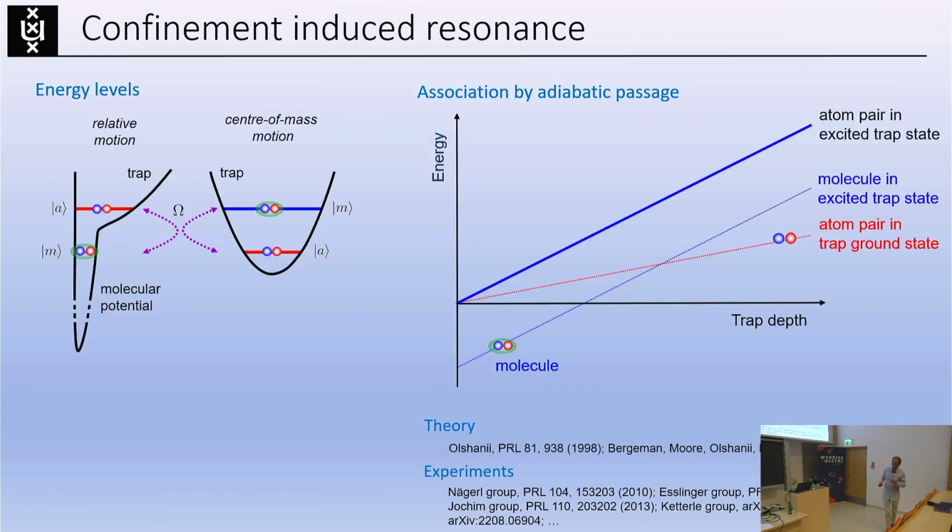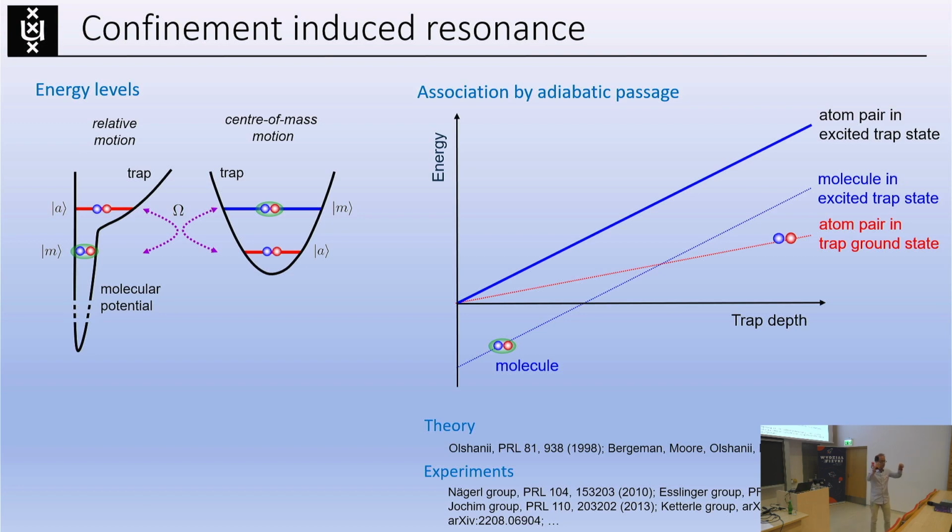Now, I spoke about this, and magneto-association still didn't work when we tried, but okay, perhaps in a 3D lattice it would. But there is this other method of using confinement-induced resonances to get your molecules. So how does this work?